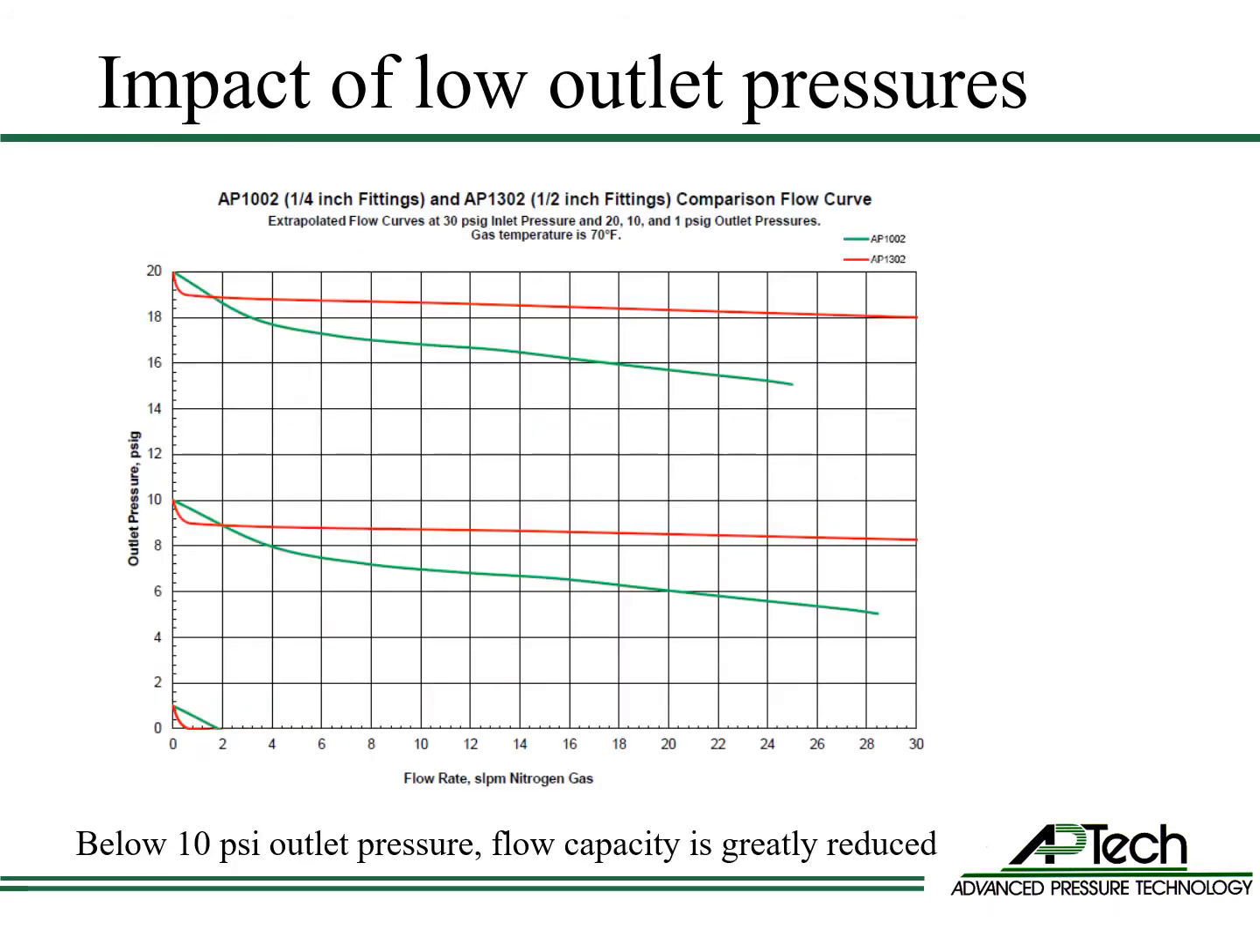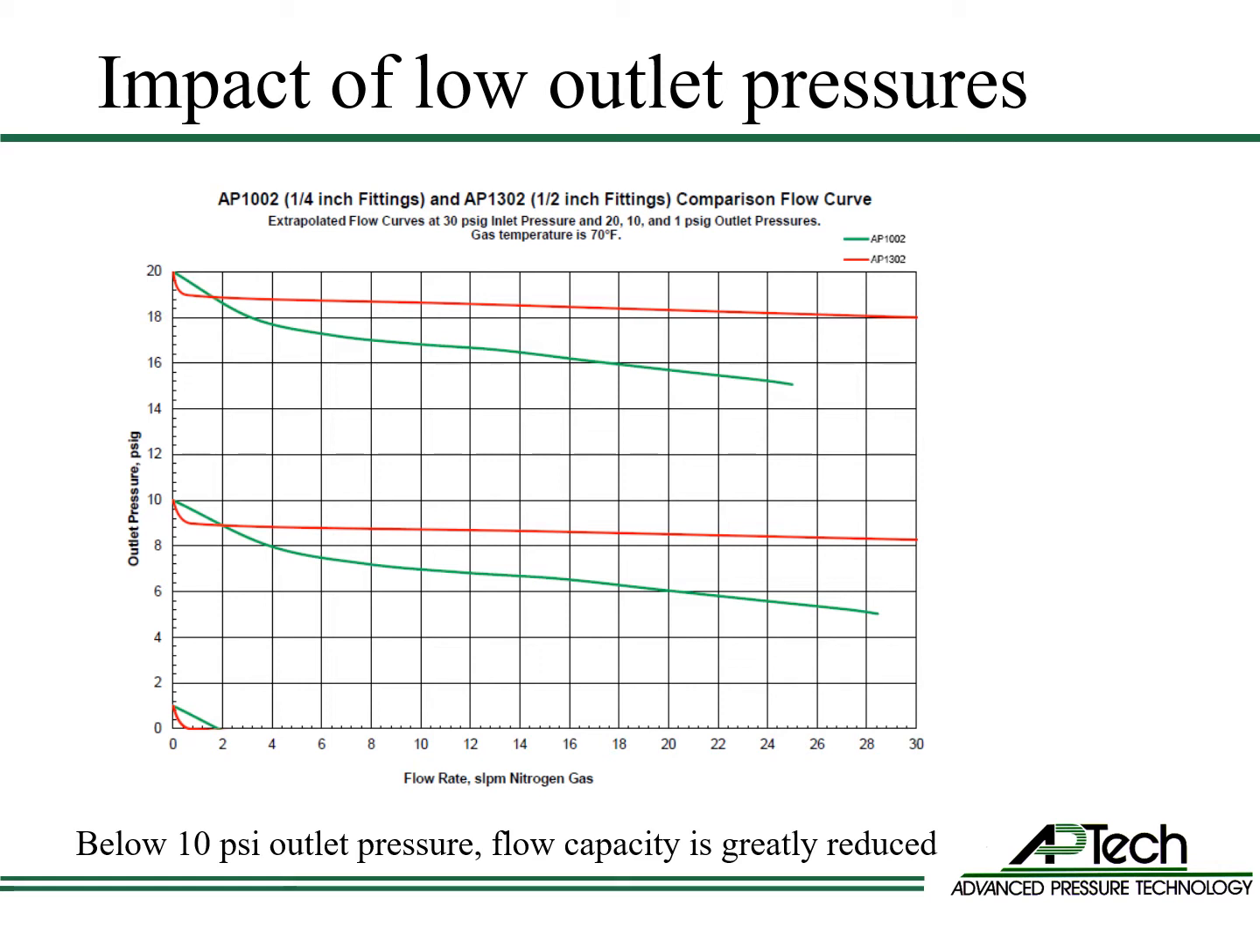This graph shows the impact of low outlet pressures on the AP1000 and 1300 series regulators. You can see that the slope of the droop with 20 psi and 10 psi outlet pressures are similar. Shifting the outlet pressure up or down does not alter the flow curve slope. However, below 10 psi, the slope is much steeper and flow capacity is greatly reduced.